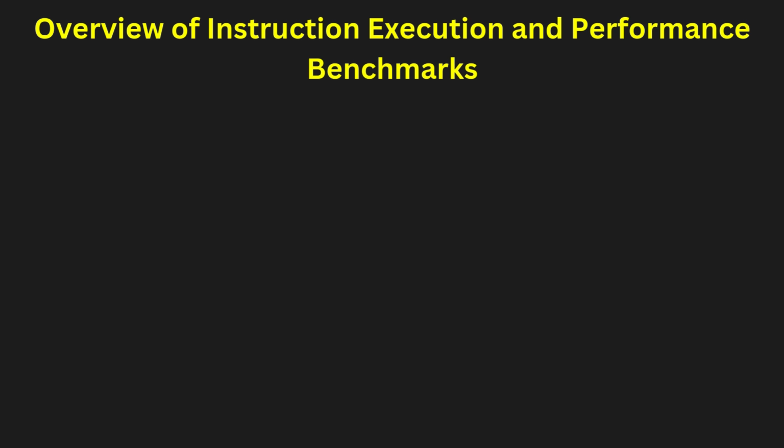Overview of instruction execution and performance benchmark. Every computer program consists of a sequence of instructions that must be executed efficiently. The instruction execution cycle follows four key steps: fetch, decode, execute, and write back. Modern processors enhance the execution through pipelining, branch prediction, and parallel processing. Different types of instructions such as arithmetic, logical, and memory operations impact the execution speed. Performance benchmarks help to evaluate how efficiently a CPU handles real world tasks.